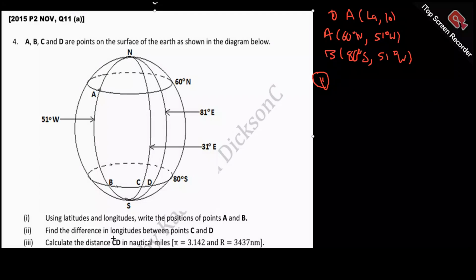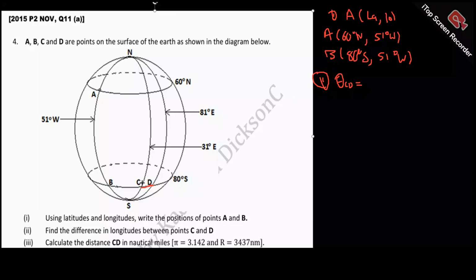Find the difference in longitudes between points C and D. So we are finding theta between points C and D. Very simple. We're going to do the same thing we've been saying here. C and D. These points are not in latitudes, so what are we going to use? We're going to use the longitudes.